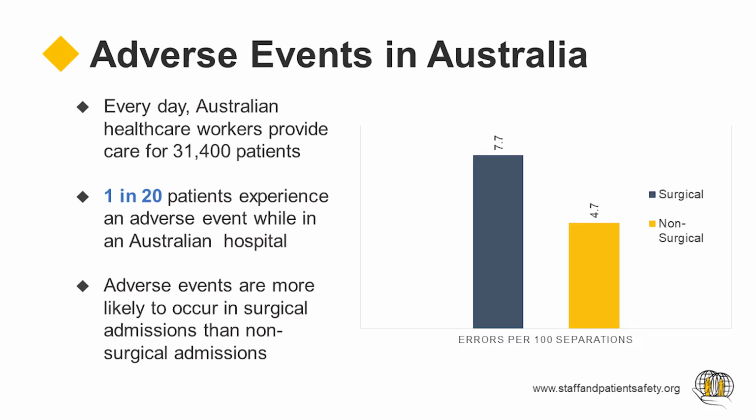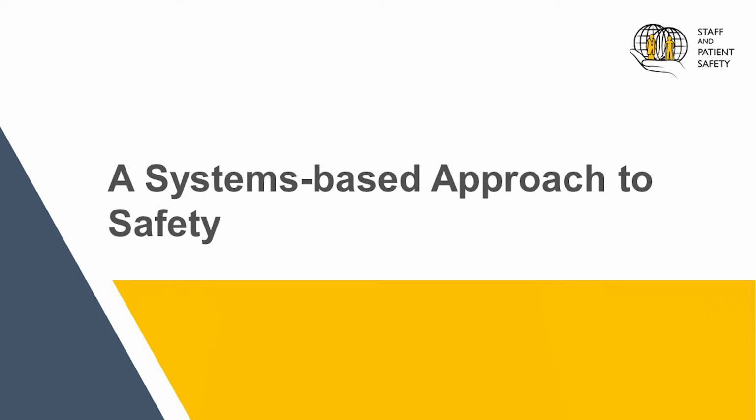As shown by the graph on the right, adverse events are also more likely to occur in surgical admissions than in non-surgical admissions. Adverse events cause physical and emotional harm to patients, their families, and to hospital staff involved in the event. This also generates a significant social and financial burden. I hope by the end of this session, you will look at adverse events differently. You will see them as real opportunities to improve healthcare systems, and you will have the tools to do this. Let's look at how a systems-based approach can be used as a way to effectively and proactively manage adverse events.